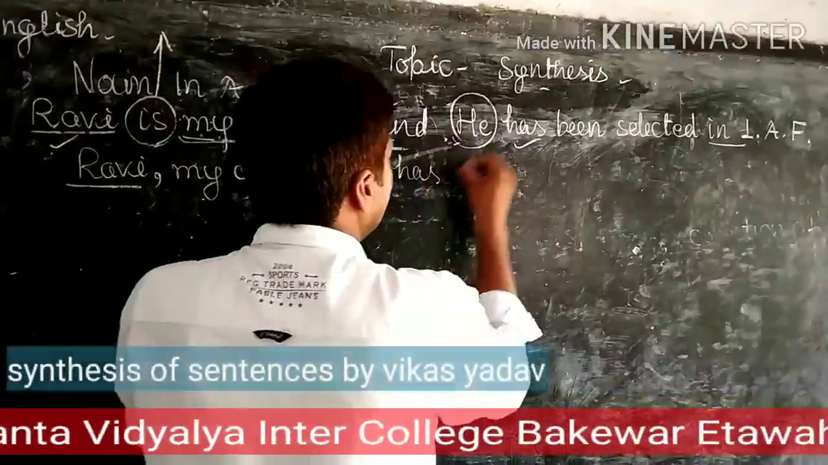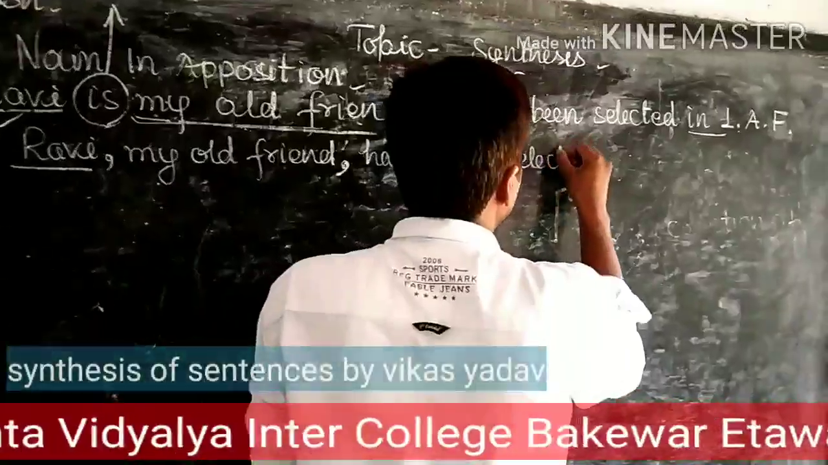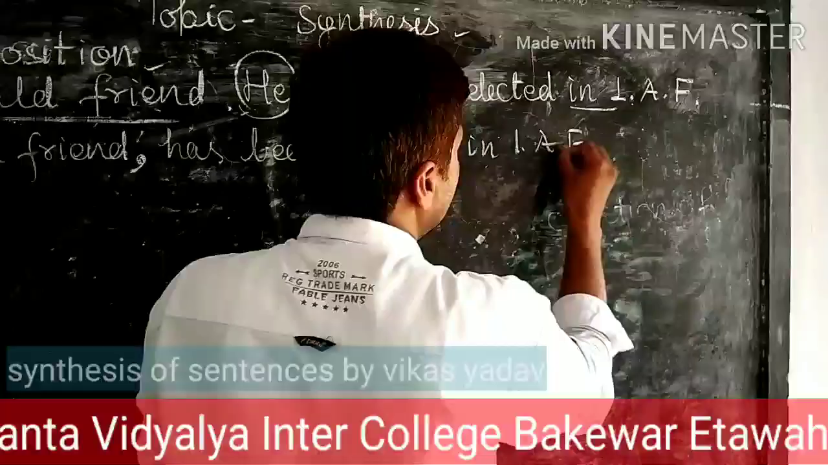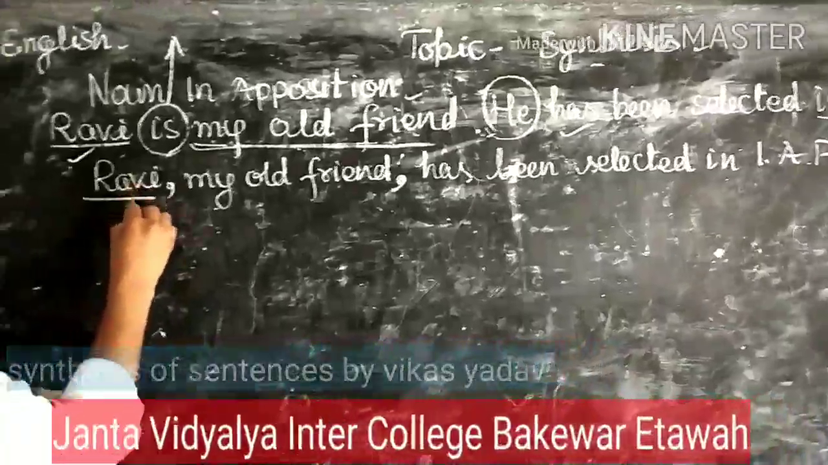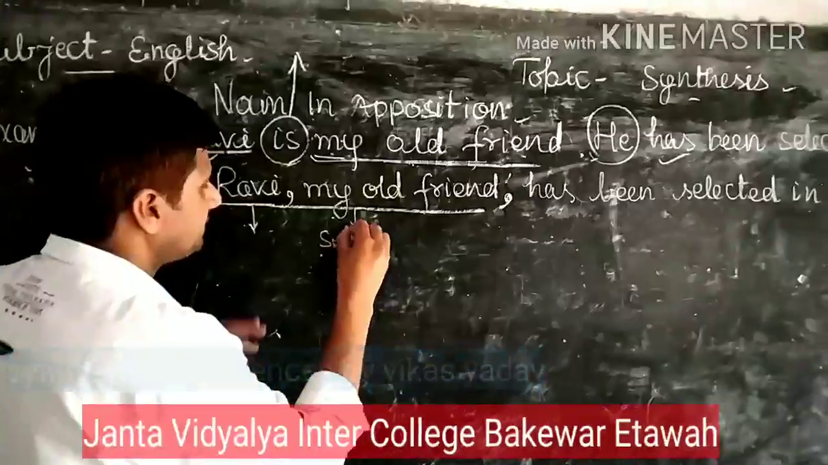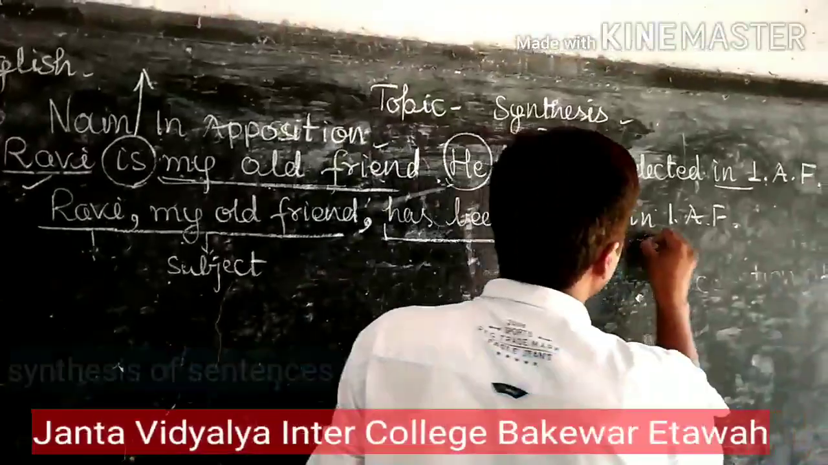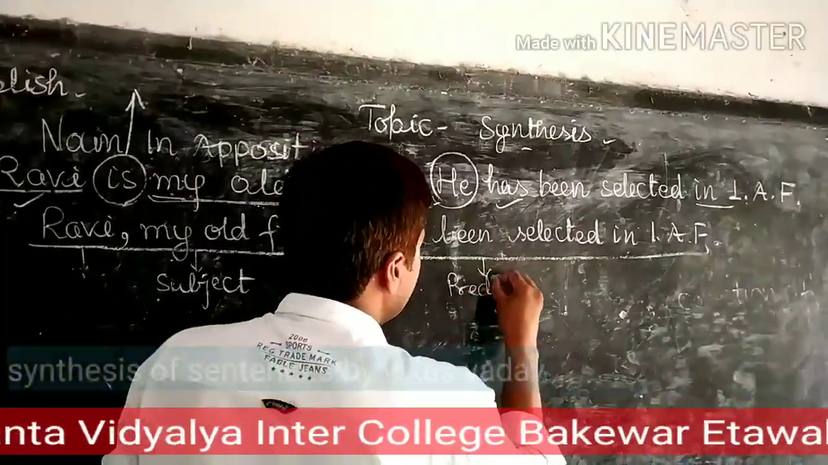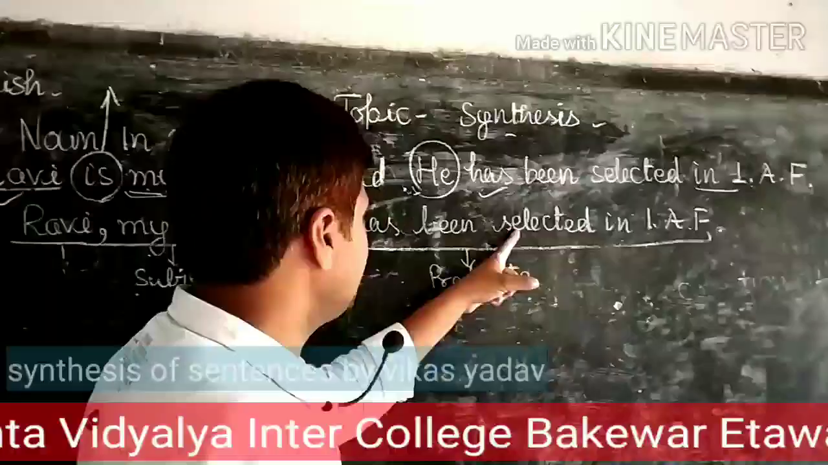Has been selected in IAF. Okay. Now analyze the sentence. Ravi, my old friend, is the subject portion of the sentence, and has been selected in Indian Air Force is the predicate portion, where the verb has been used only once.